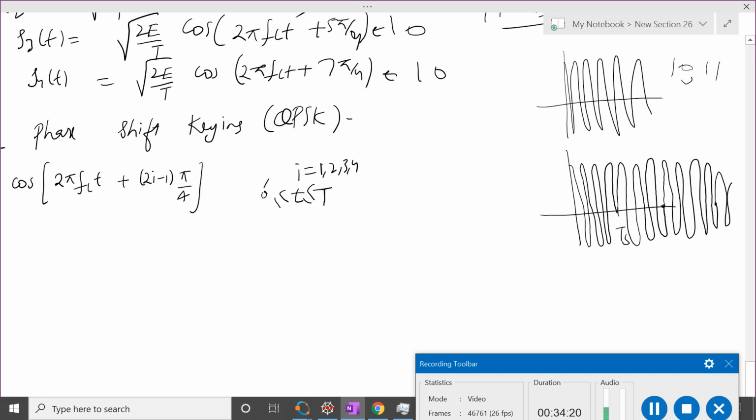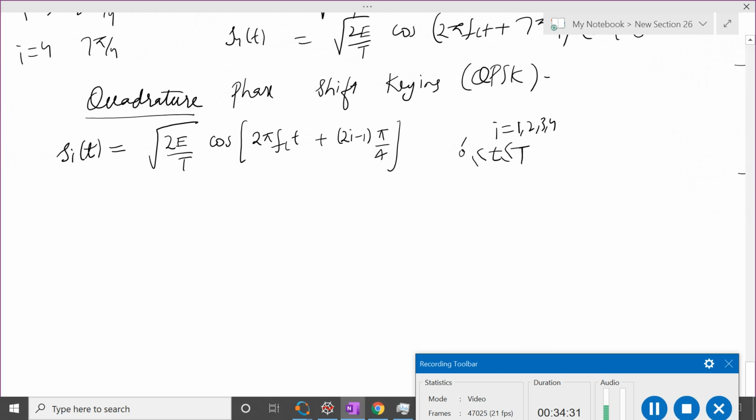Then you have a 1. Okay, so what you will do is, after every Tb time interval, you will check the phase, which represents whether it is 1 or 0. So this will be the visualization of BPSK.